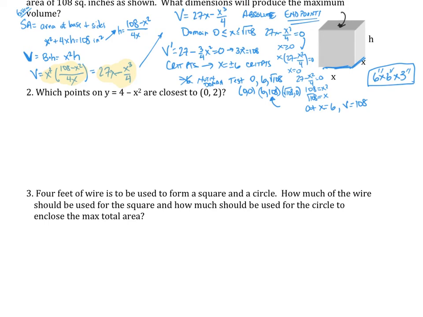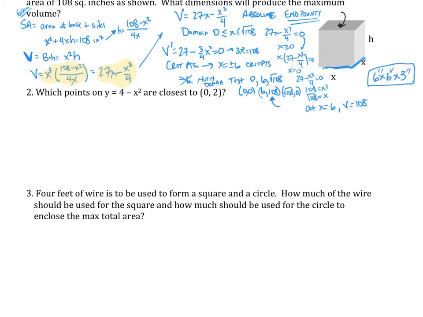Okay, so here's what I want you to do. I want you to fast forward the second problem, do all the other problems, then come back and watch me do the second one, because this second one's a little bit harder. So for number 2, it says which points on y equals 4 minus x squared are closest to 0, 2.